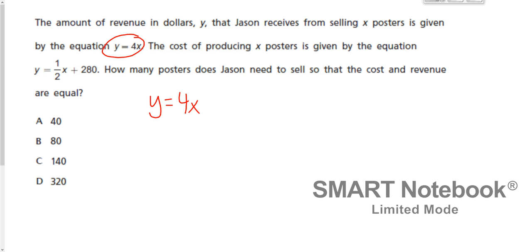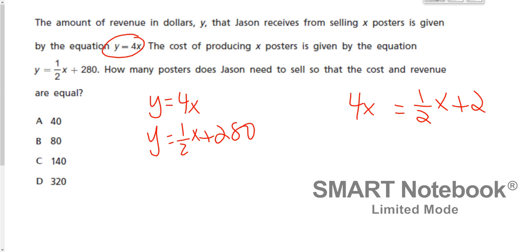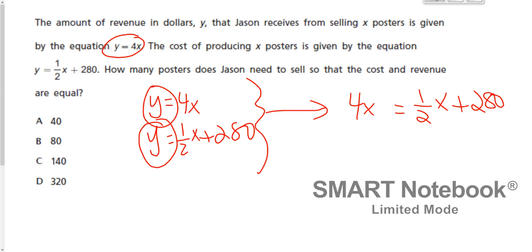The cost of producing the posters is represented by this equation. How many posters does Jason need to sell so that the cost and the revenue are equal? So this goes back to when we used to compare companies, like phone companies, movie plans, and renting trucks. You just need to set them equal to each other in order to solve that, because they want to know when they will be equal. Also, since both equations are in y equals form, you can use substitution and just set them equal to each other.